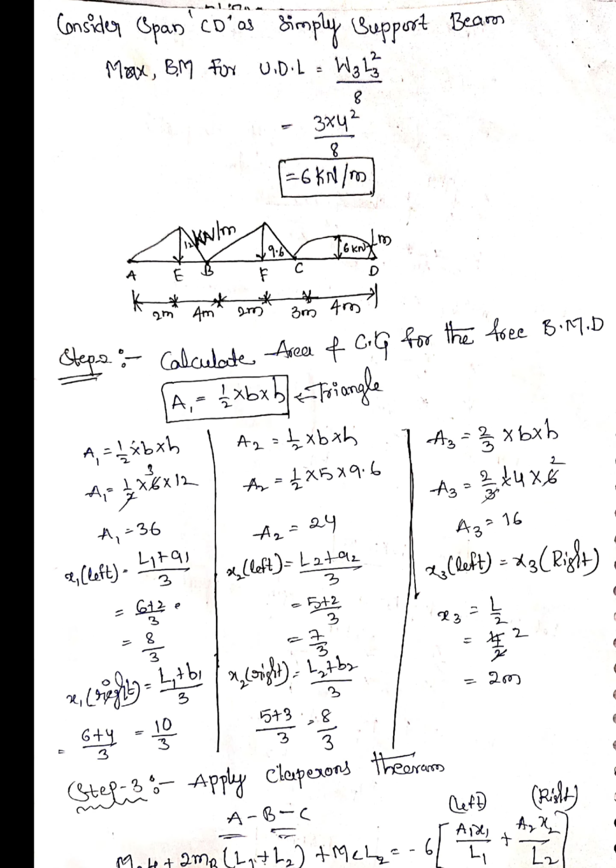Next, for the CD span, it is a UDL, so the maximum element formula is W L square by 8. So 3 into 4 square by 8, it is 6 kN per meter. So we have to draw the bending moment diagram. So this is your free bending moment diagram.